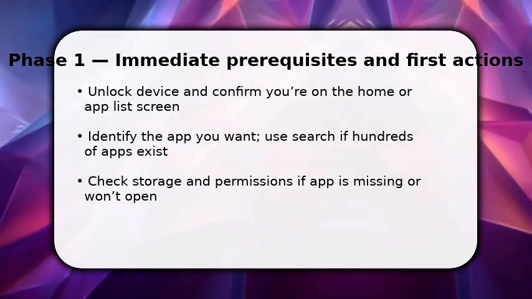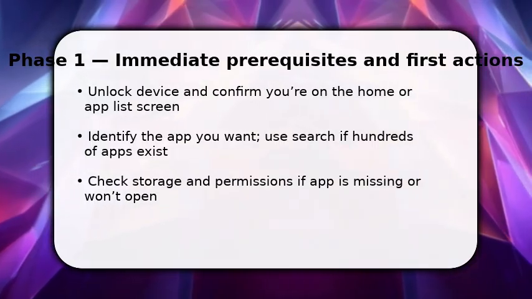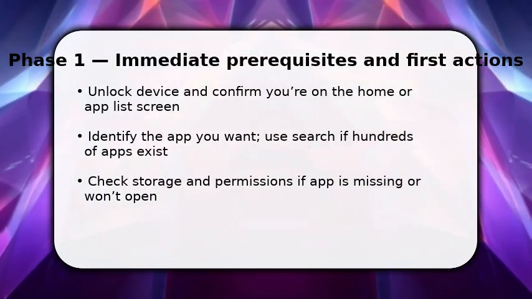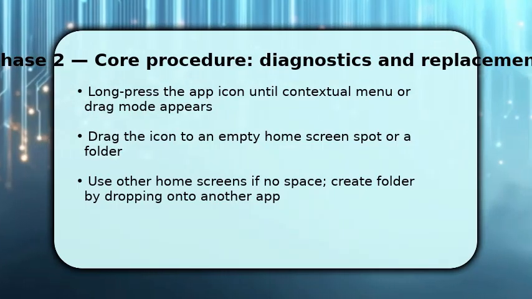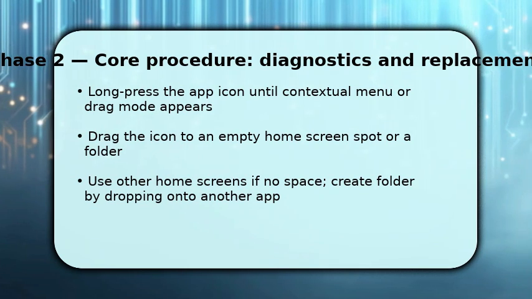You're now ready to add the icon to your home screen. The next steps show how to place and customize it for fast access. You'll long press the app icon to enter selection or drag mode. This is the core action that moves icons.